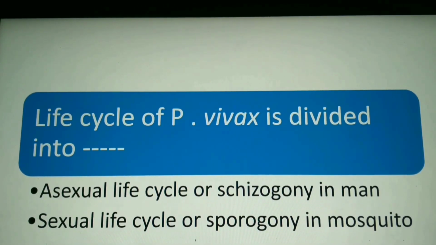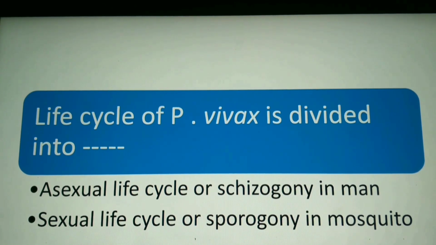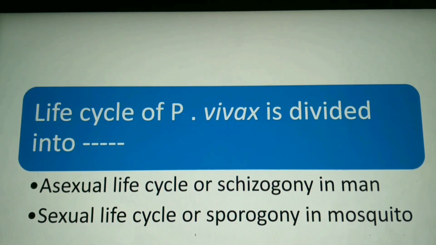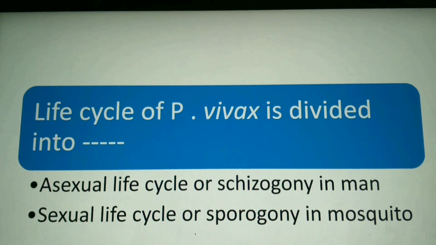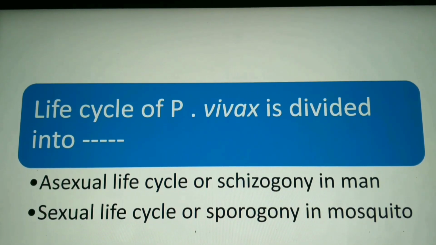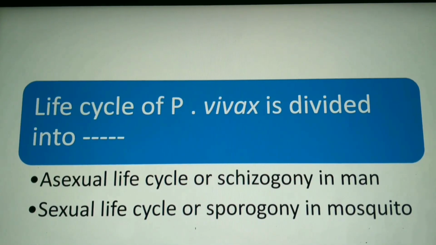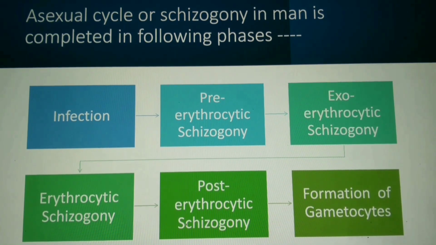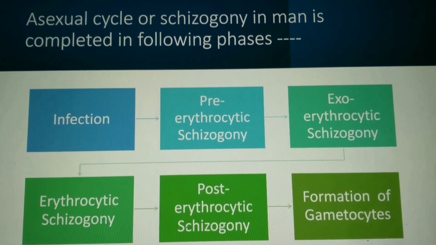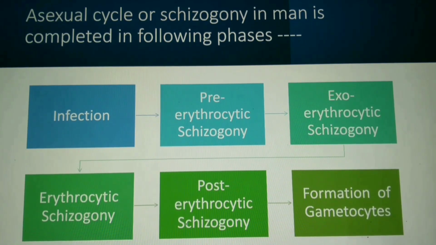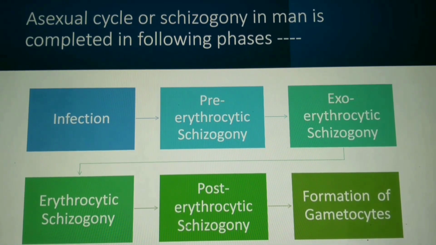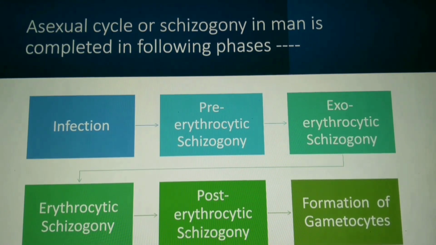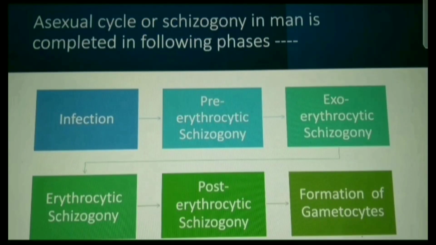The life cycle of Plasmodium vivax is divided into the asexual life cycle or schizogony in man and the sexual life cycle or sporogony in mosquito. At first, we will discuss the asexual life cycle or schizogony in man. Asexual cycle or schizogony in man is completed in the following phases: infection, pre-erythrocytic schizogony, exoerythrocytic schizogony, erythrocytic schizogony, post-erythrocytic schizogony, and gamete formation.